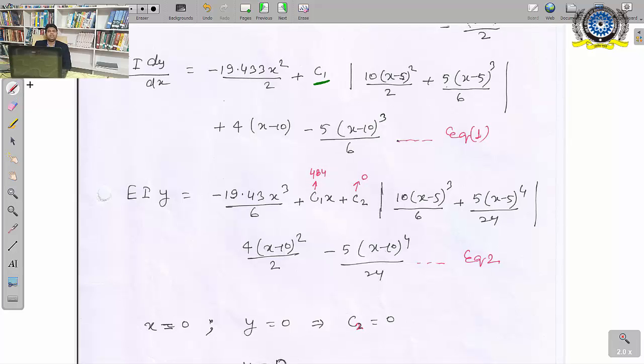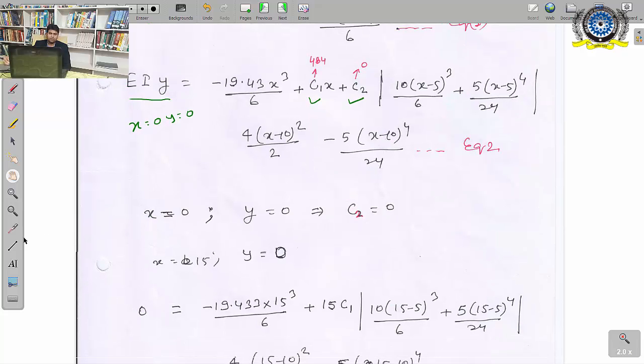Now in this question we do not know where dy by dx is equal to 0, because the loading is not symmetrical. So we cannot use the equation of EI dy by dx for calculation of C1. Both C1 and C2 will be calculated using this equation. Now the boundary conditions. We know that in this question at x equal to 0, y equal to 0. This is mentioned here. At x equal to 0, y equal to 0, and hence C2 will come out to be 0.